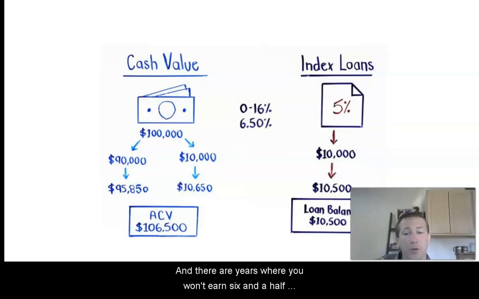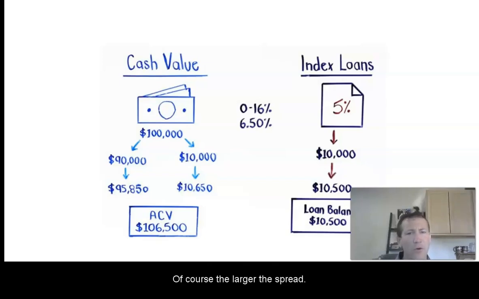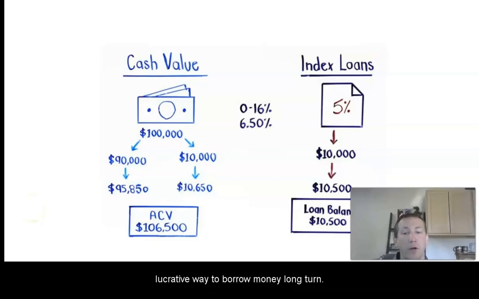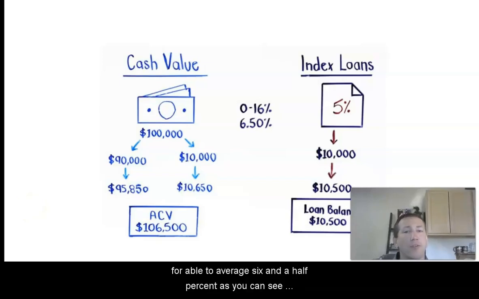Now, there are years where you won't earn 6.5%. There are years where you'll earn more, and you'll earn 0. And of course, the larger the spread, the more you're going to benefit. This is a lucrative way to borrow money long term, if we're able to average 6.5%. As you can see here, we're earning 6.5% on both of these accounts.